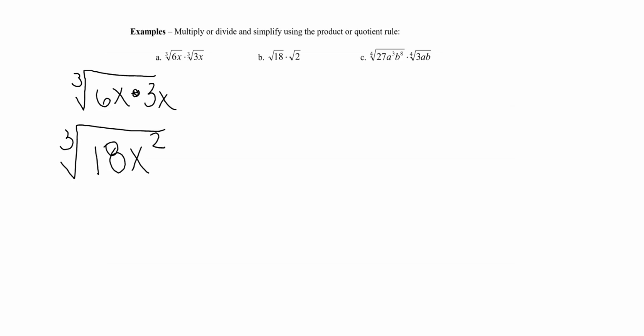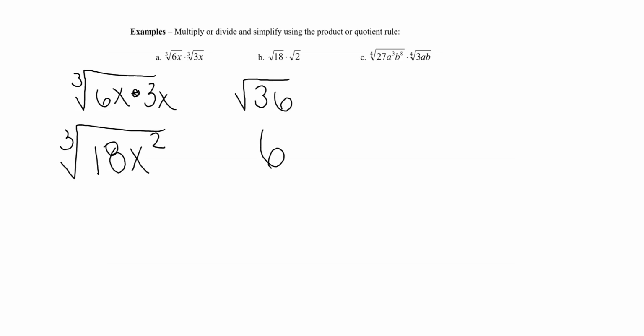For b, I'm going to multiply 18 times 2. They're both square roots, so I can multiply them together. 18 times 2 is 36. So now I have the square root of 36, which I know is a perfect square, and my final answer is 6.